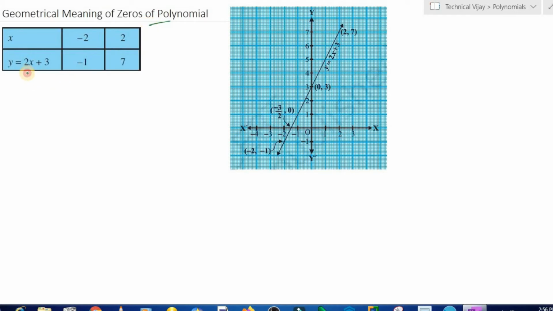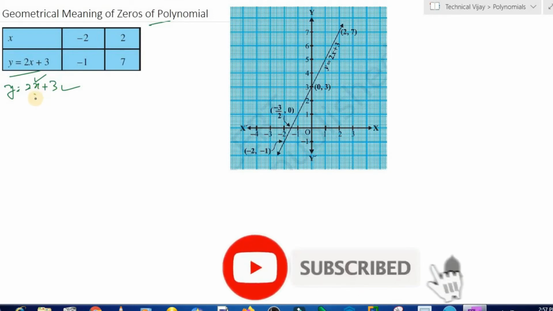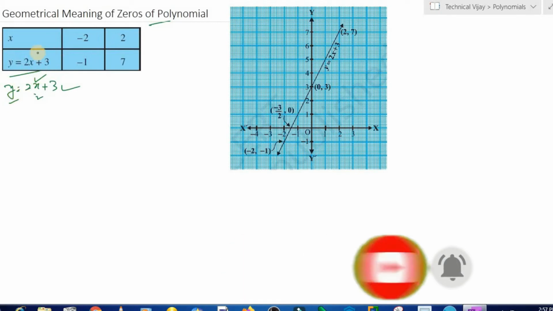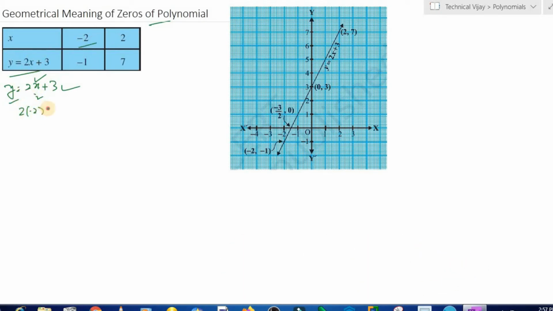For example, we will consider this equation, y is equal to 2x plus 3. In this equation, we will put different values for x and find out the y value. Suppose I put minus 2 in place of x, that is 2 into minus 2 plus 3, which is equal to minus 4 plus 3, which is equal to minus 1. So if you put minus 2, it will become minus 1.